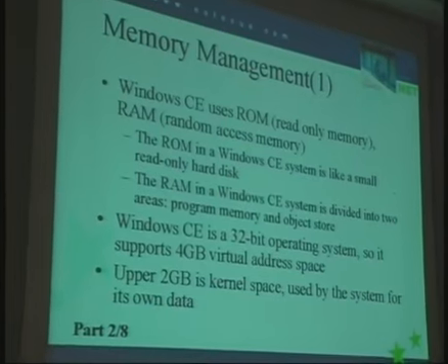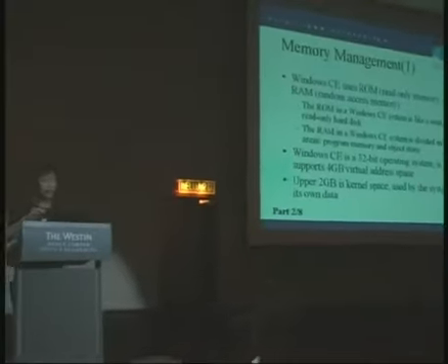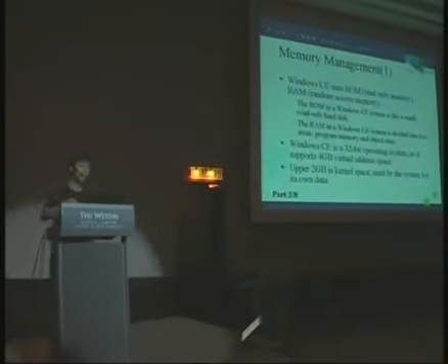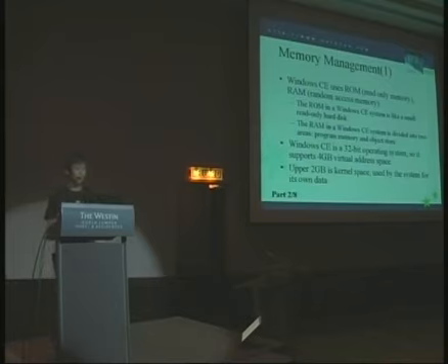Windows CE uses ROM and RAM. The ROM stores the entire operating system as well as the applications that are bound with the system. The ROM can maintain the files stored in it even without power from the battery. So the ROM in a Windows CE system is like a small read-only hard disk.